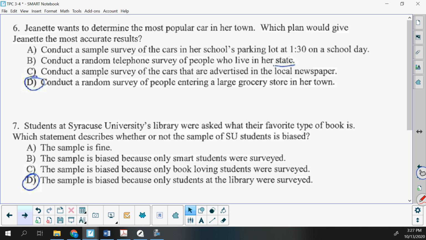So students in the library were asked their favorite type of book, and we want to know whether or not it is biased. Well, if you're in the library, you may tend to like a certain type of book as opposed to the other. So because this was only in one location, that could create bias.